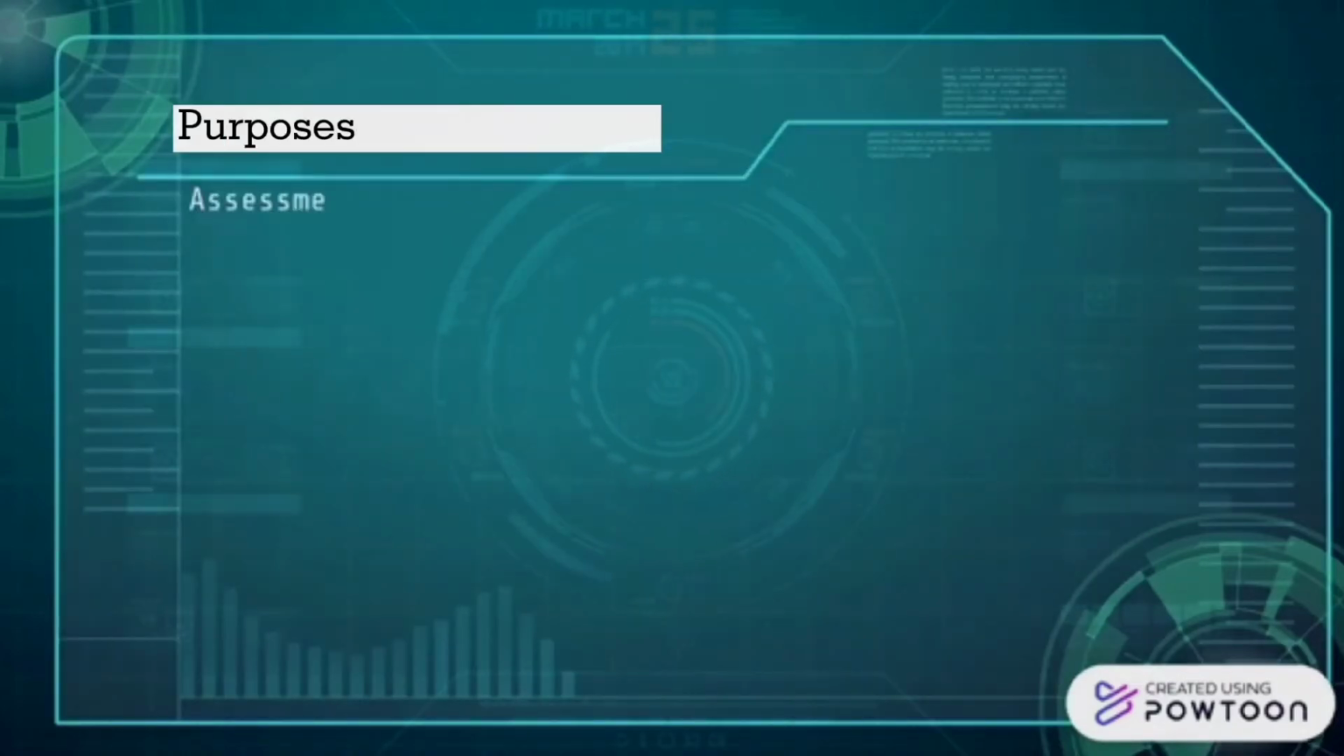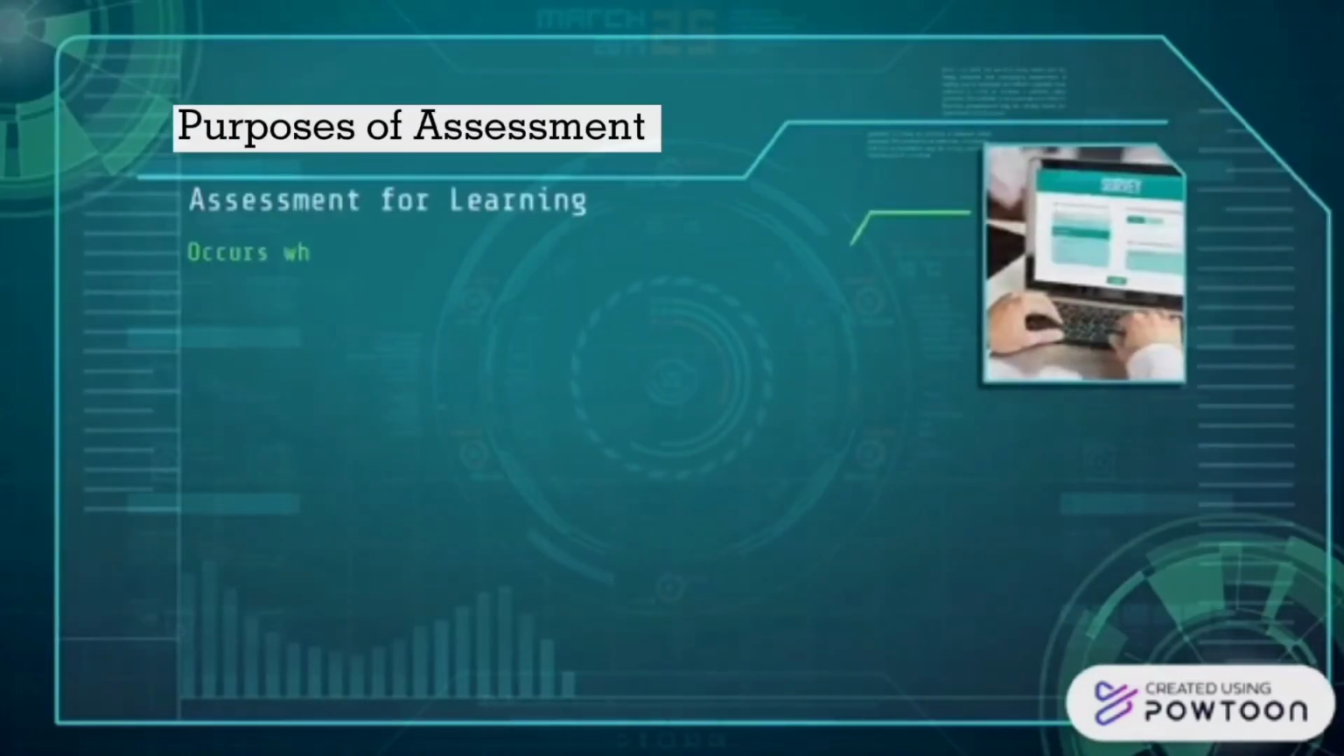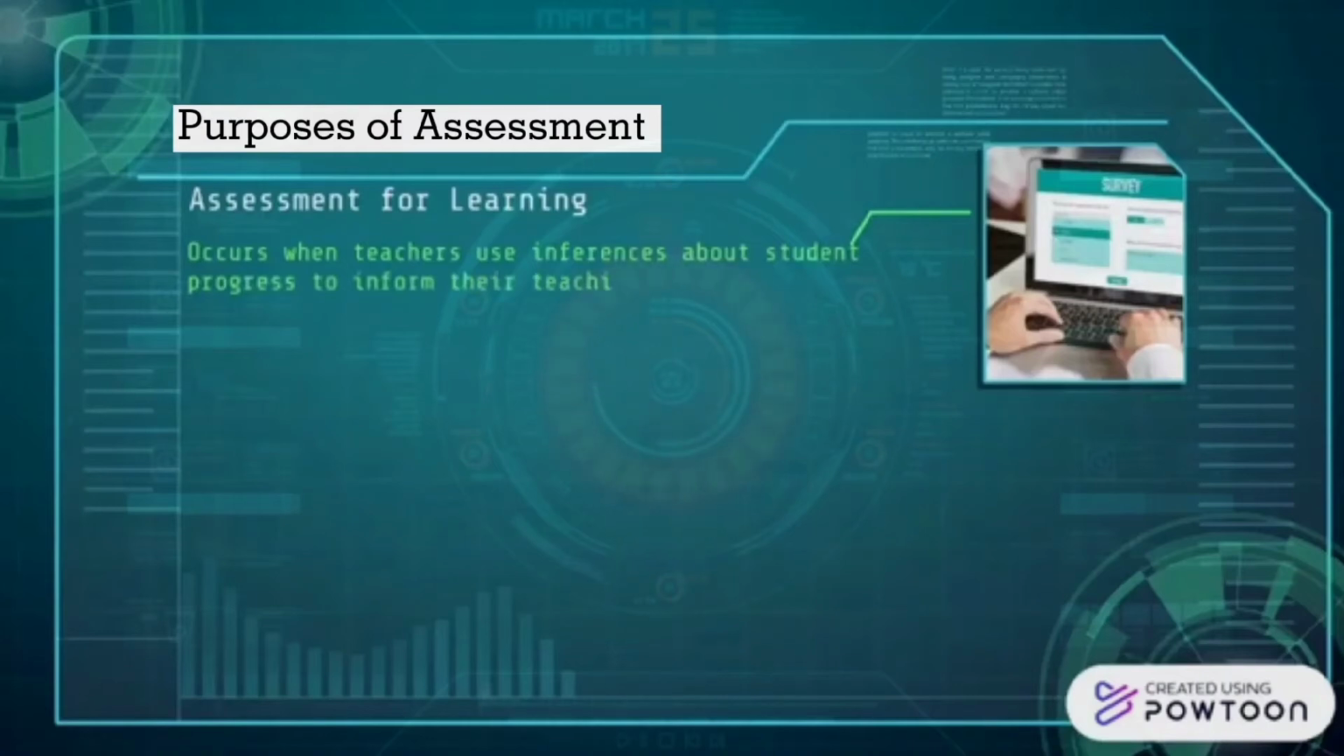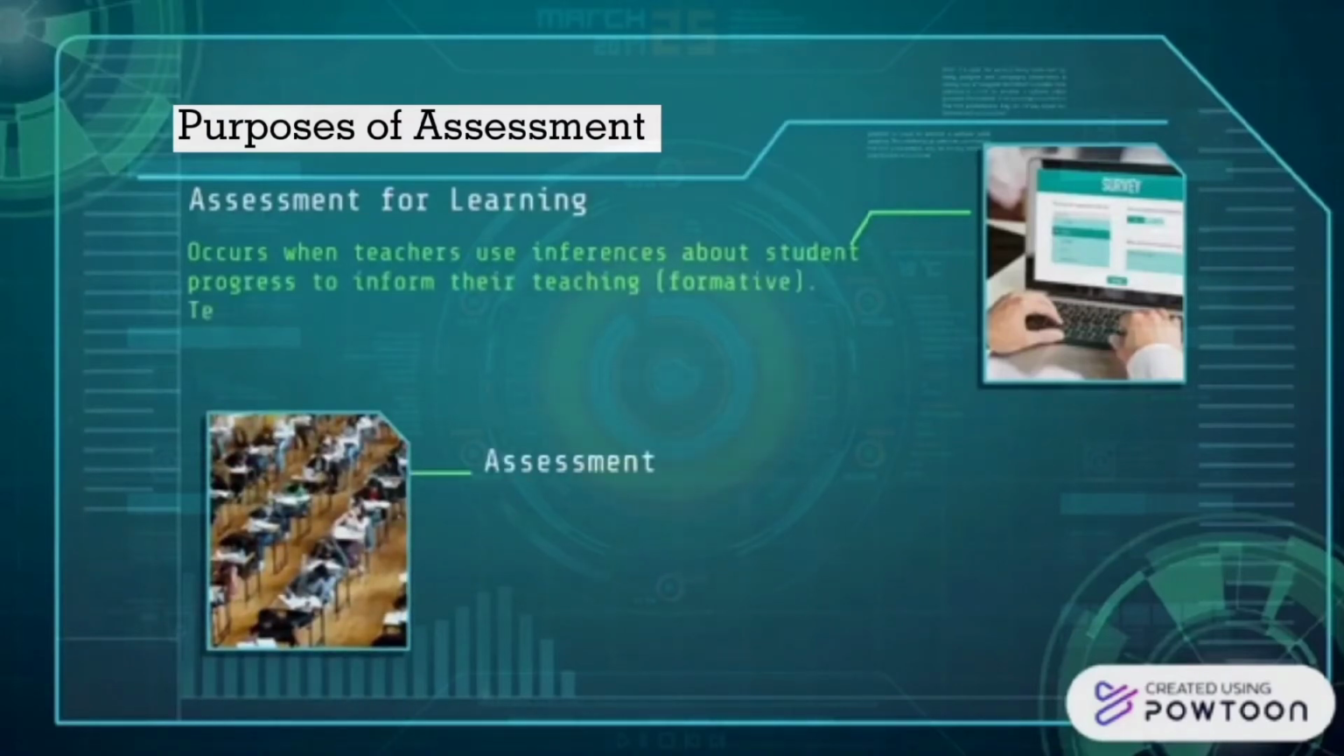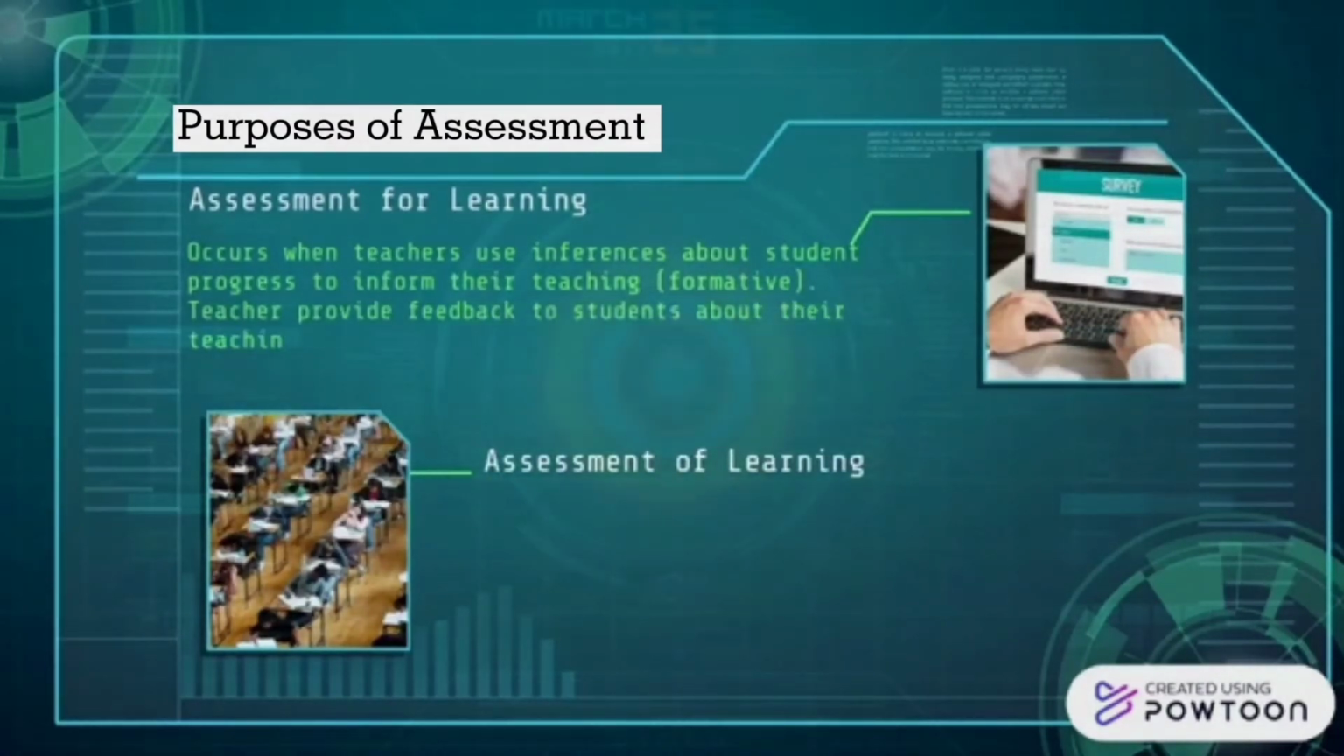Let's move to the purpose of assessment. Firstly, assessment for learning occurs when teachers use inferences about student progress to inform their teaching. It is called formative assessment. Teachers provide feedback to students about their learning and have Q&A sessions or quizzes. It is recorded but not graded.